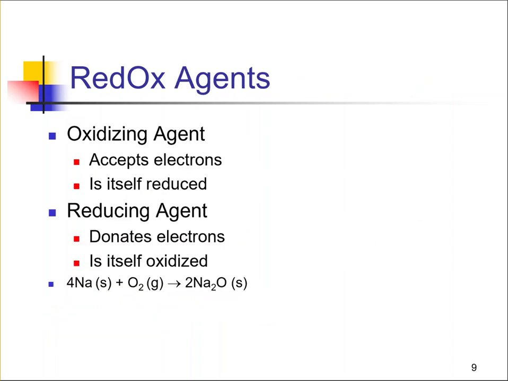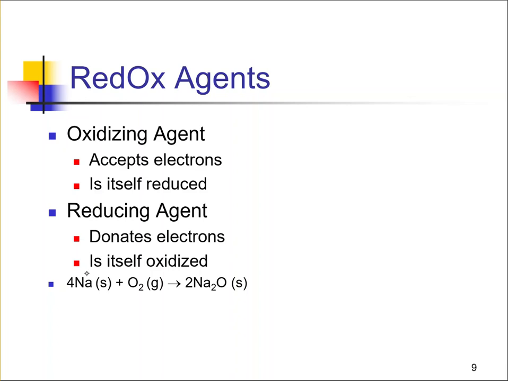Now, there are 2 other terms that we need to know from redox reactions, which are oxidizing agent and reducing agent. The element that's being oxidized is the reducing agent. The one that's being reduced is the oxidizing agent. So let me show it to you with this reaction.